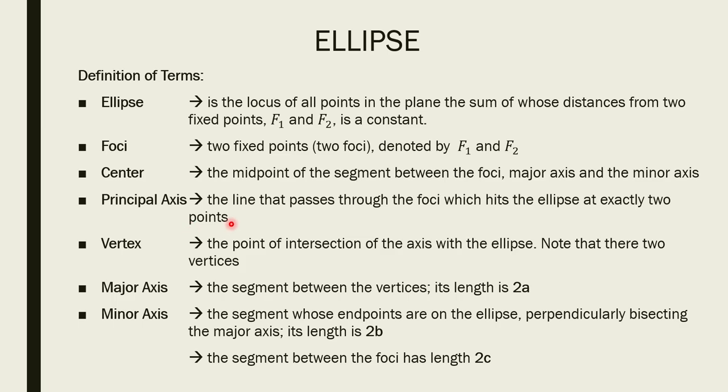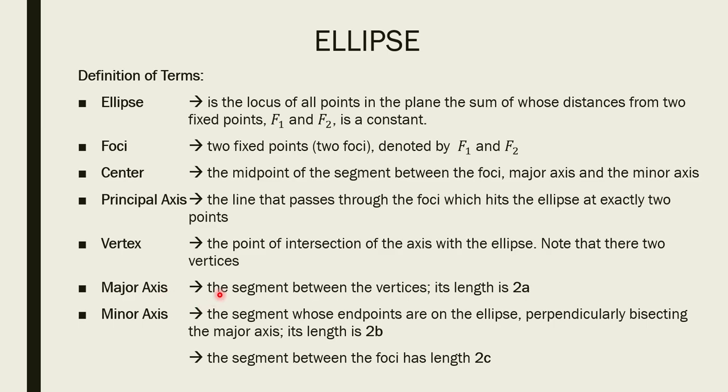The principal axis is the line that passes through the foci, which hits the ellipse at exactly 2 points. The vertex is the point of intersection of the axis with the ellipse. Note that there are two vertices. We call them the vertices, and the other ones are the co-vertices. We will discover that as we solve certain examples.